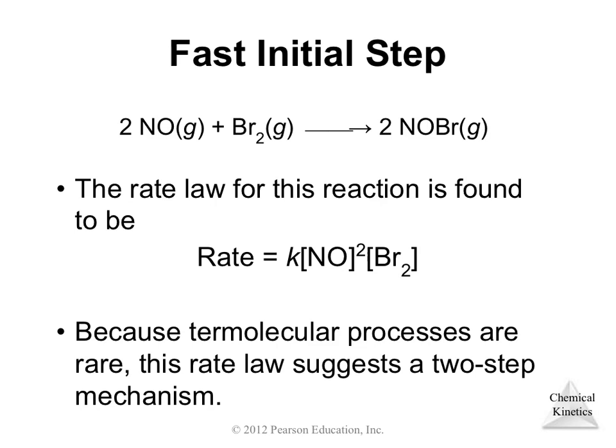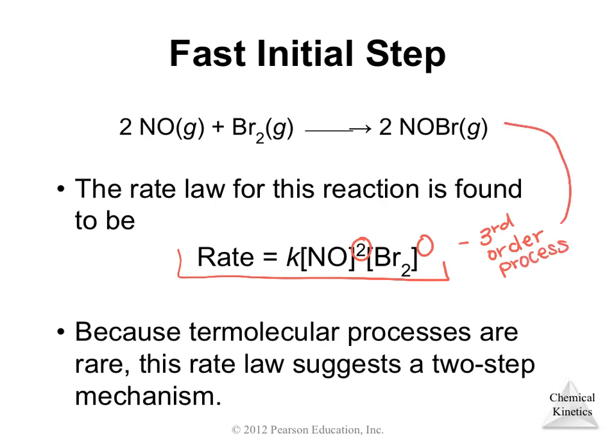So we're going to work with this equation first. Two nitrogen monoxide gases and bromine gas combine to form two NOBr. The rate law for this reaction is experimentally found to be this one here. So we can see that a 2 here, a 1 here, this is a third order process. Which means if this was an elementary step, it would be a termolecular process.